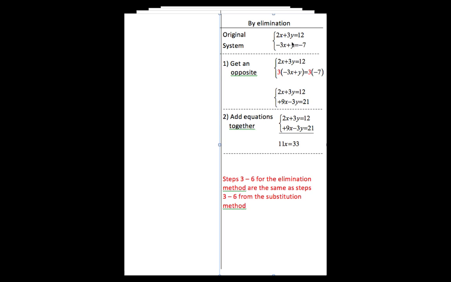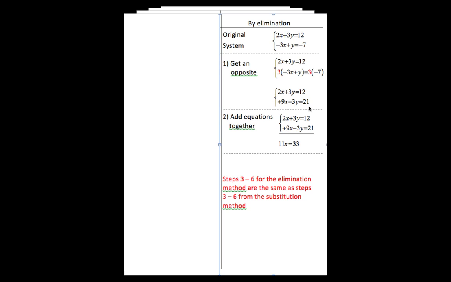So when I look at my original system, I notice that the top equation has positive 3y and the bottom equation has positive 1y. Right, positive 3 and positive 1 being those coefficients. And I notice that if I were to multiply everything in that bottom equation by negative 3, that would create an opposite for the y variables. Because if I multiply everything in that bottom equation by negative 3, that would make my bottom equation 9x minus 3y equals positive 21.